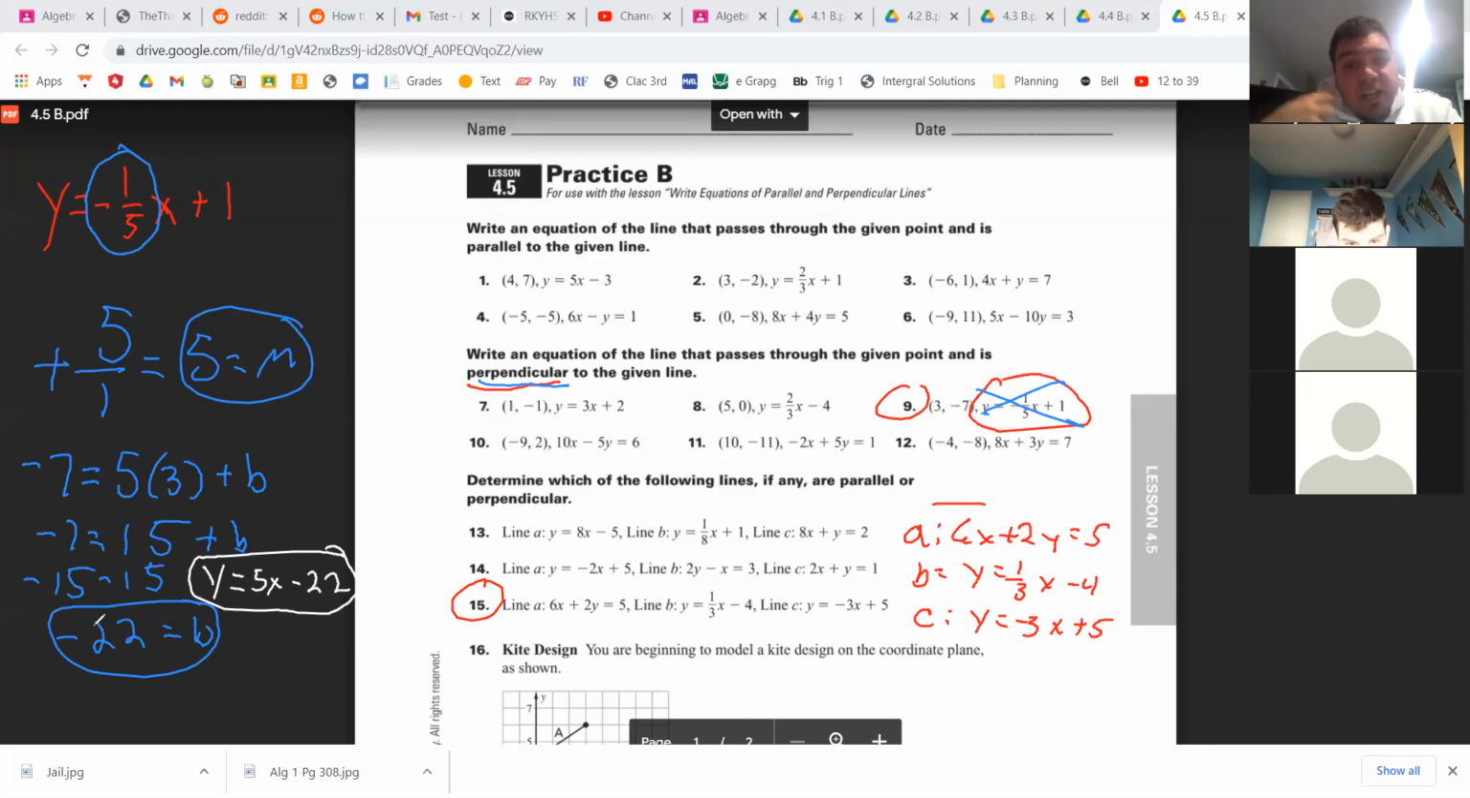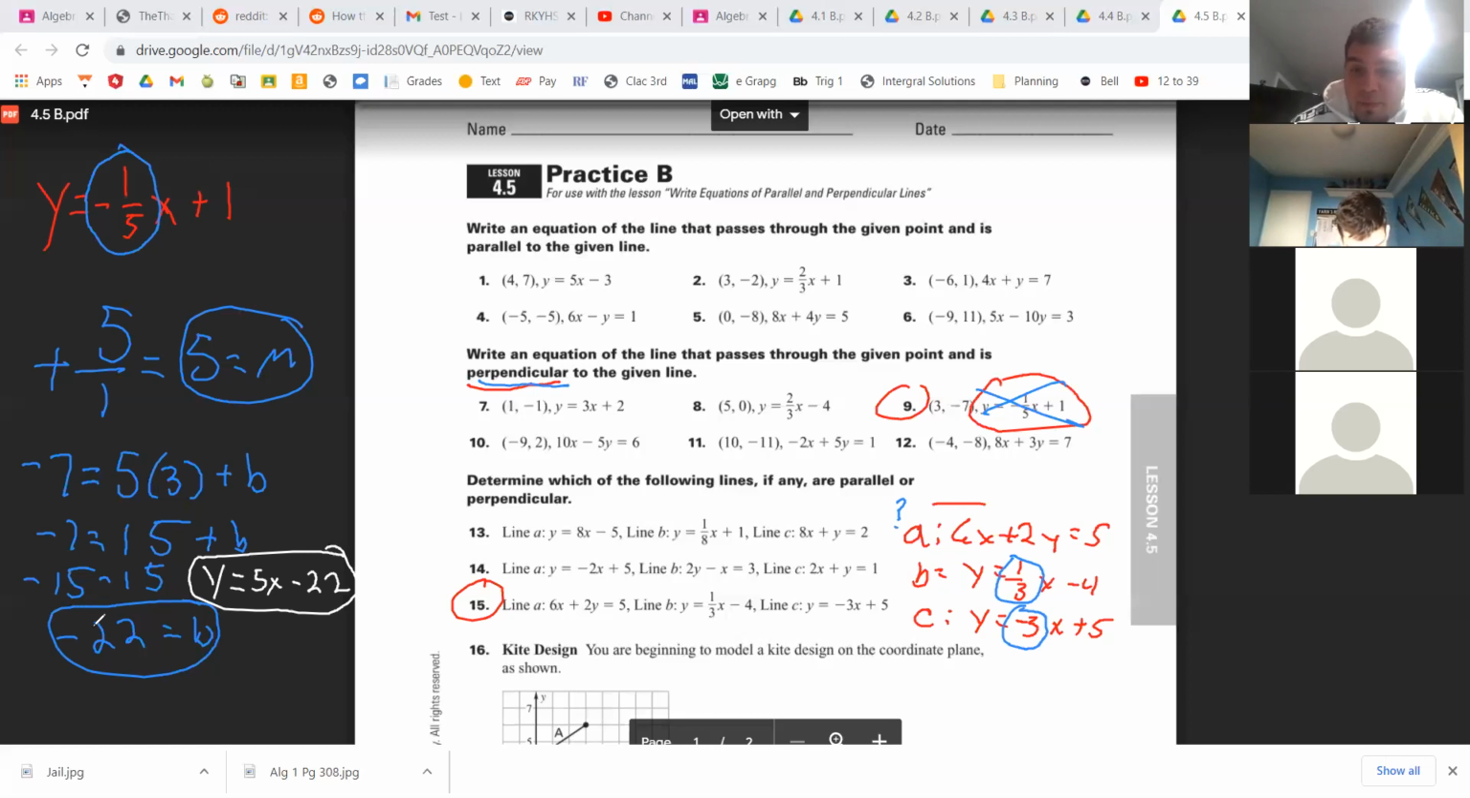Now, in order to check if things are parallel or perpendicular, what we need to do is check their slopes. So let me just point out the slopes here. I have a 1/3 slope here. I have a -3 slope here. Uh-oh, A, I don't know what the slope is. So I'm going to have to rewrite A in order to find the slope.